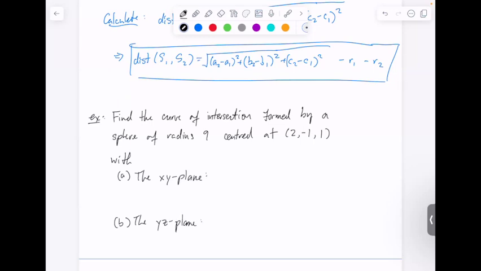So maybe in these problems, it's nice to have some geometric intuition for what's going on. What would you expect these curves to look like? Do they intersect on lines? Do they intersect on a parabola? What's the curve of intersection here, formed by a sphere and a certain plane? So imagine chopping a sphere by a plane. What shape should you get? Right, so you would expect some sort of circle.